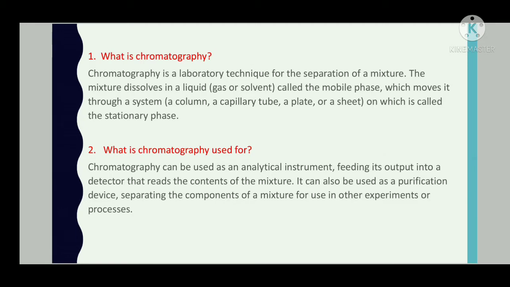What is chromatography used for? Chromatography can be used as an analytical instrument, feeding its output into a detector that reads the contents of the mixture. It can also be used as a purification device, separating the components of a mixture for use in other experiments or processes.